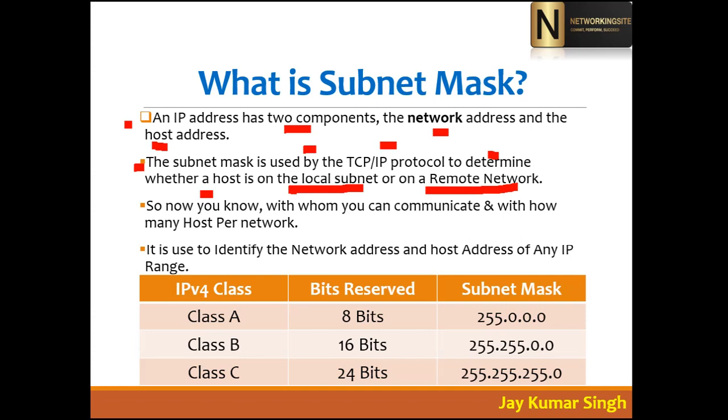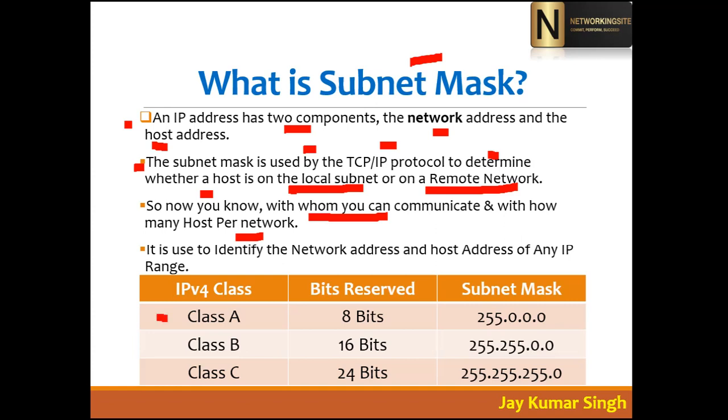Like suppose my IP is 192.168.10.5 and your IP is 193.10.10.5. Is it in the same subnet or a different subnet? It's a different subnet, because I belong to 192 and you belong to 193. So the subnet mask will identify that, and it will also identify to whom you can communicate and to whom not, and with how many users or hosts you can communicate, to find your range: you can communicate with 200 people, 500 people, 65,000 people, 10,000 people, like that.